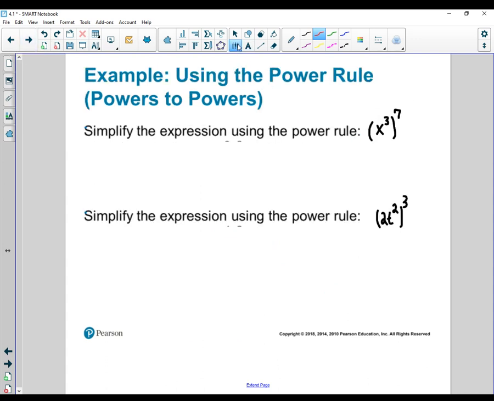So for examples here, simplify the expression using the power rule. X to the 3rd to the 7th, you just multiply them: x to the 21st, 3 times 7. And again, if you need to make sense of it, x to the 3rd to the 7th means x to the 3rd 7 times. So if I do this 7 times, I should get 21 x's all laid out.